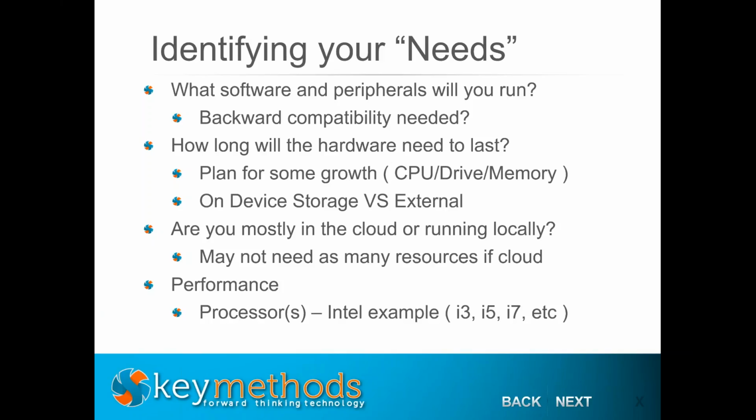Understanding what your performance needs are. Right now, a lot of the processors that are coming out are probably almost overkill for what you need. But certainly, if you stick with, say, an Intel processor example, understand the differences between an i3, i5, i7, et cetera, and know what you actually need. It's easy to overbuy, particularly on some of the processors, and end up spending money that you don't need to.